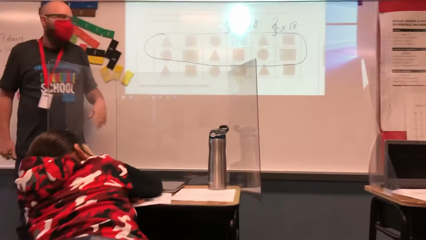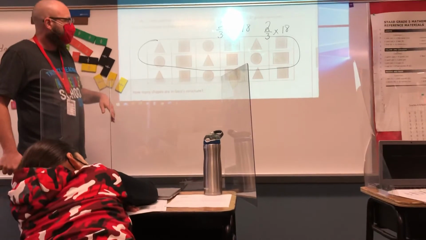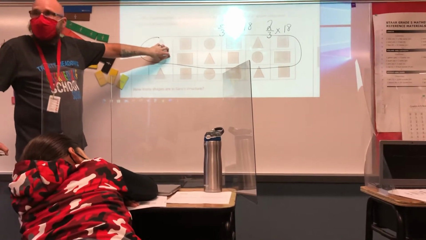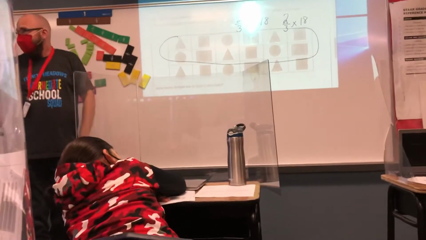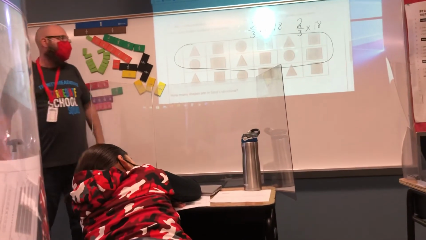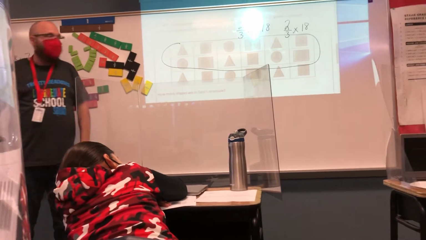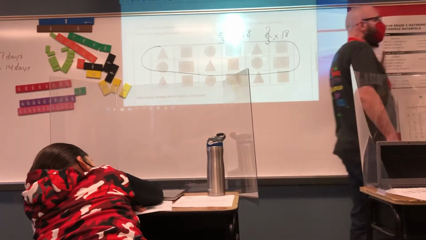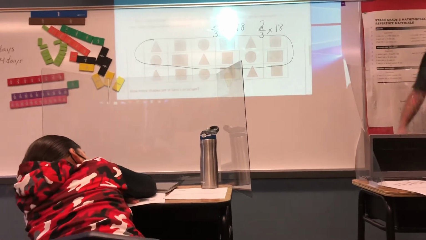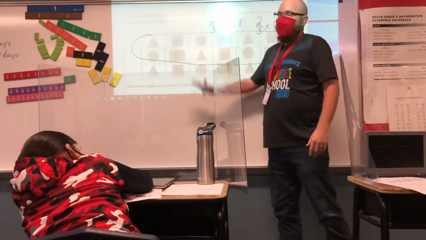So how many shapes? 12. 18. No, 12. 2, 4, 6. The total of shapes is 18. Oh, 12. There's a total of 18, but there are 12 circled.